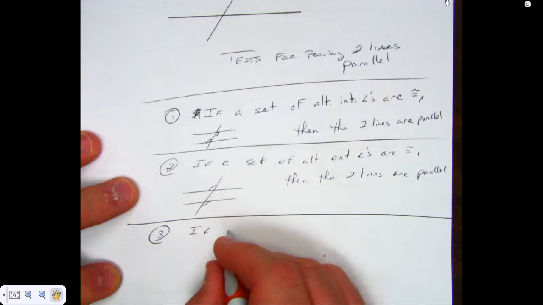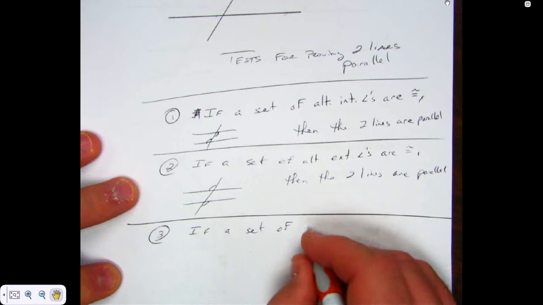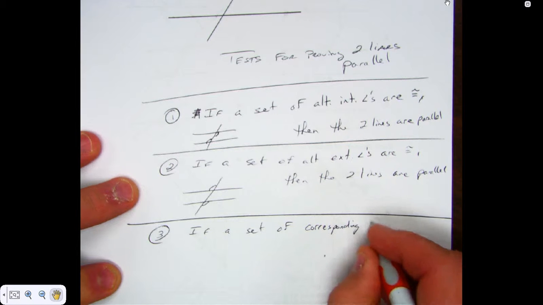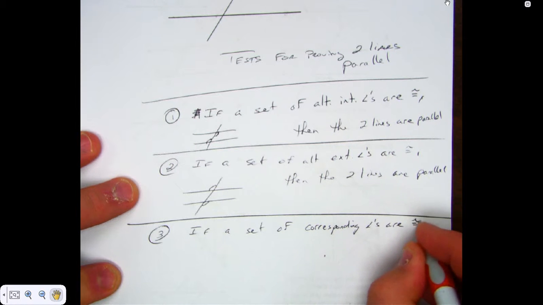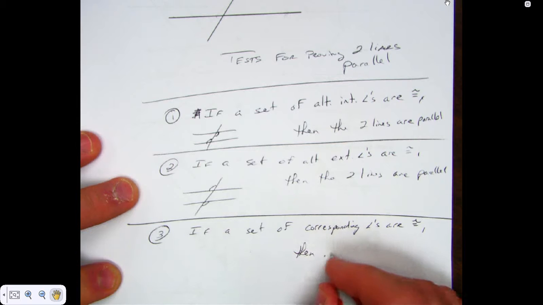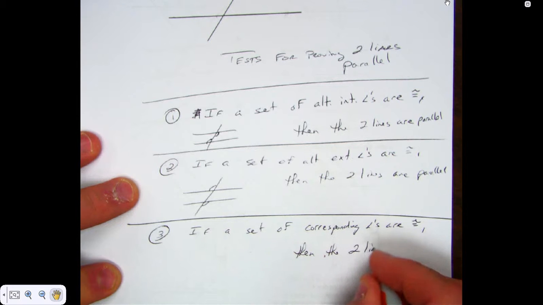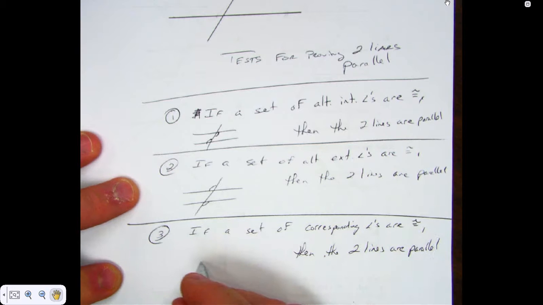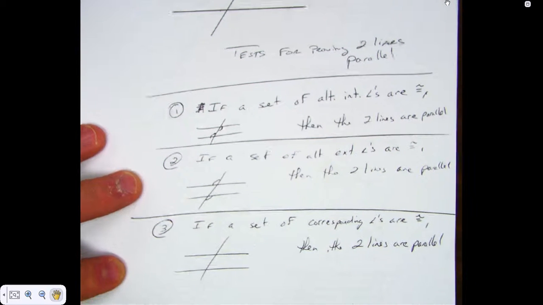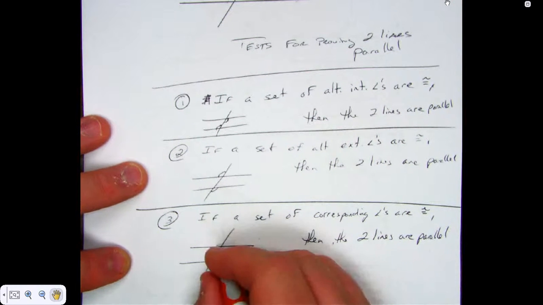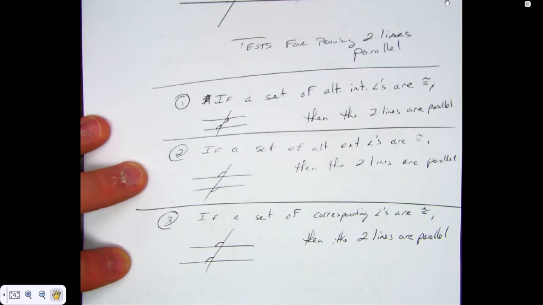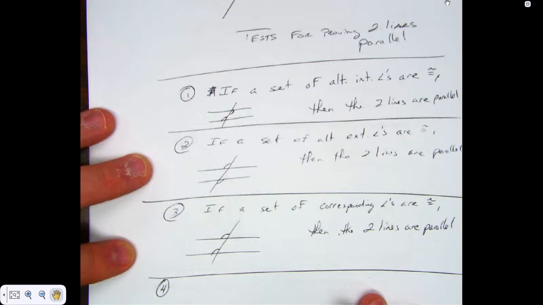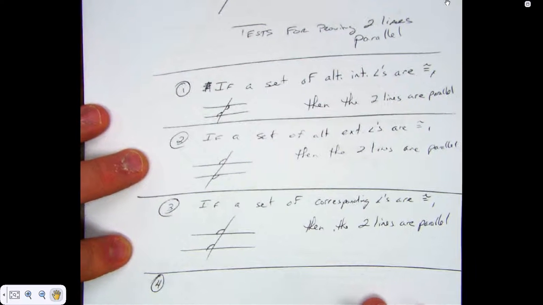What's next? If a set of, how about we say corresponding angles are congruent, then what do you think you can say? Then the two lines are parallel. Well, how's something like that going to go? Look, what's corresponding mean? Like top left, right? Same place. That's all the ones that if they're congruent, proven to be parallel.